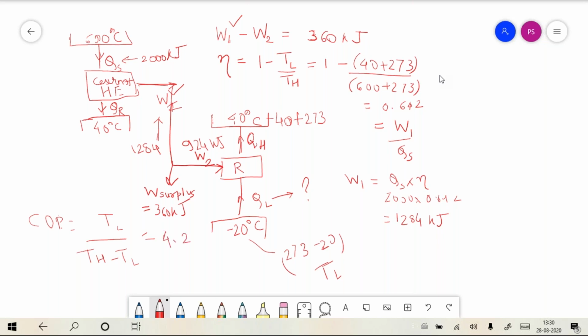Once you get 4.2 as the COP, you know that the refrigerating effect upon work is the COP, and hence you will get the required answer QL. So find the required answer QL.